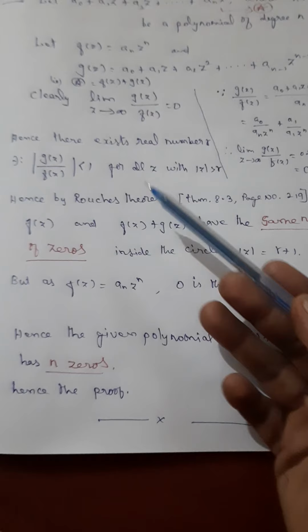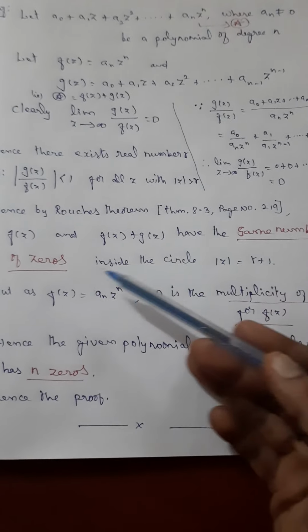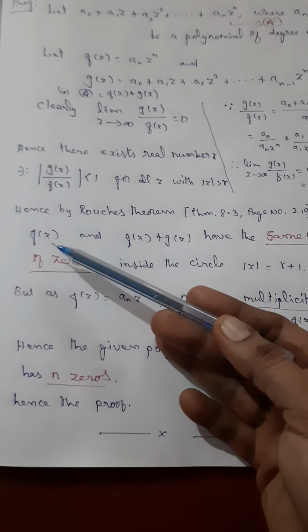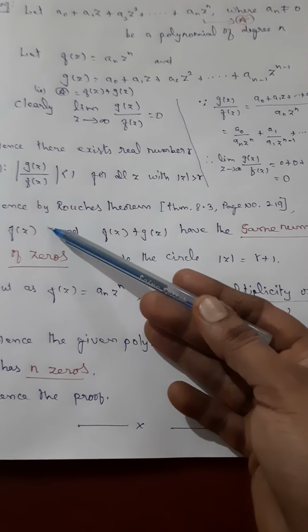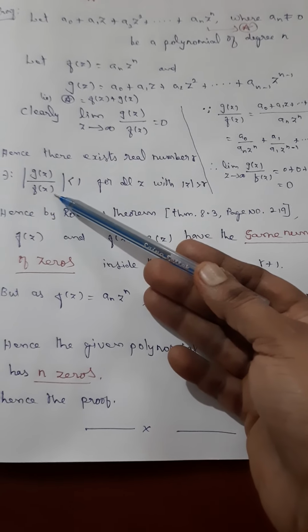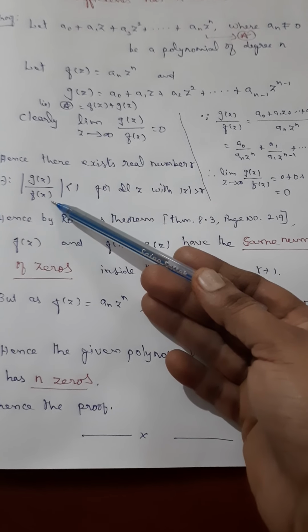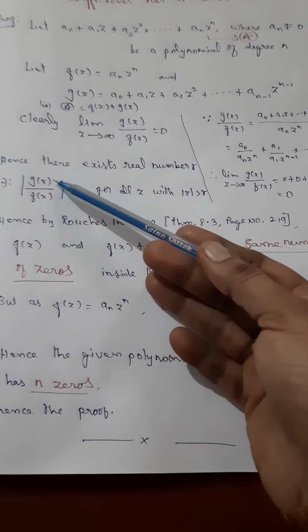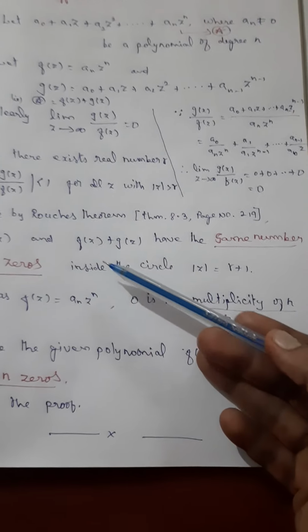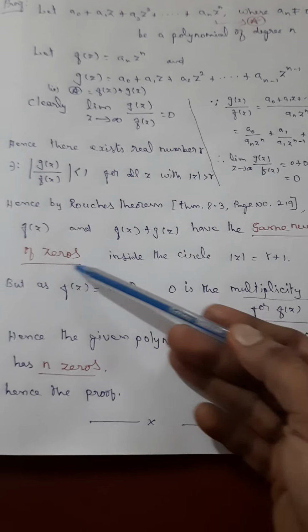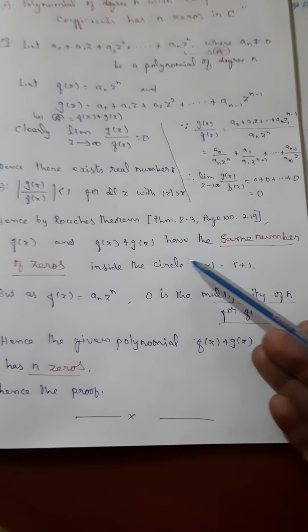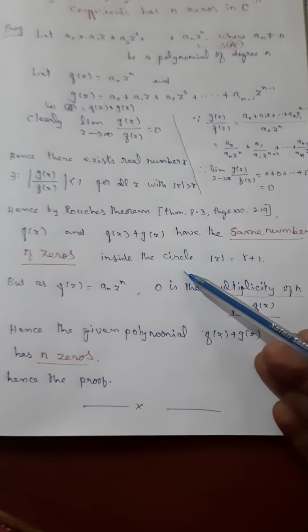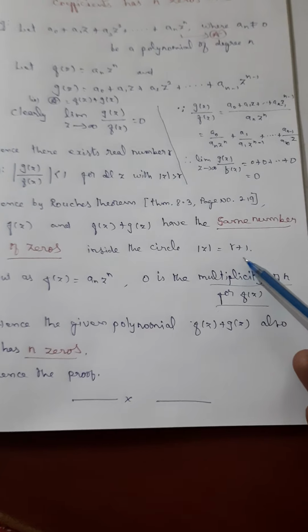Therefore, we can use the statement which I have proved in the Rouche theorem, that f of z and f of z plus g of z, the sum of the numerator and denominator functions, have the same number of zeros. Therefore, by the Rouche theorem, f of z and f of z plus g of z have the same number of zeros inside the circle mod z equal to r plus 1.